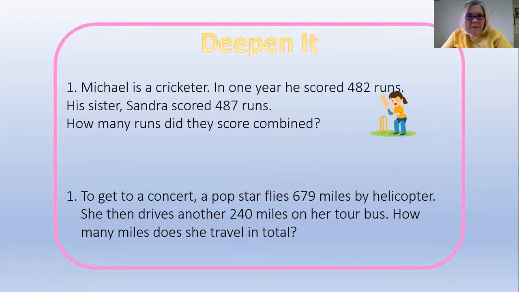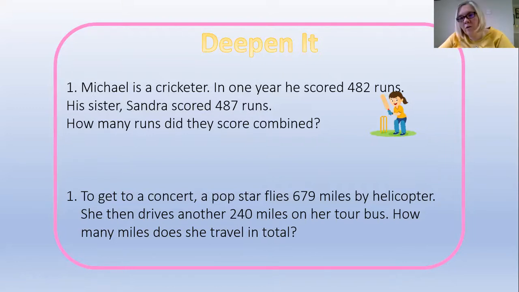Your Deepen It today is to have a look at some word problems. You've got 2 word problems there. Again, if you get this far, we want to see your calculations. We don't just want an answer here and an answer here. We want some calculations to prove it. Always really important to prove your answer. So that is what we want from your Deepen It today. If you want to, get an adult to read it for you, but still thinking about what we are doing with our column addition.